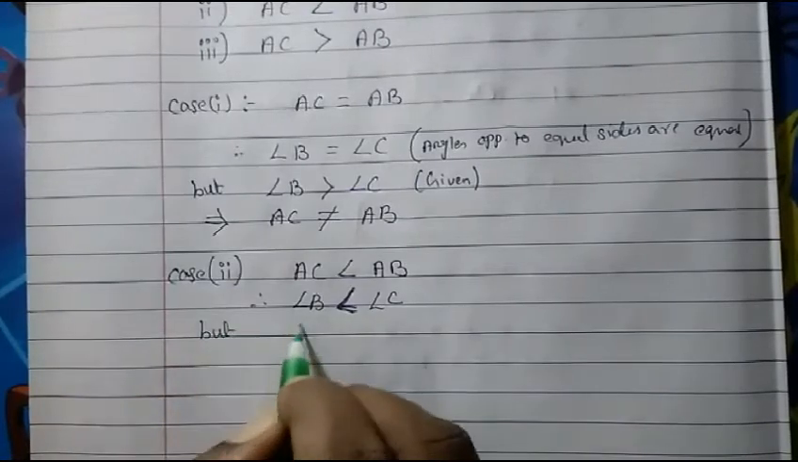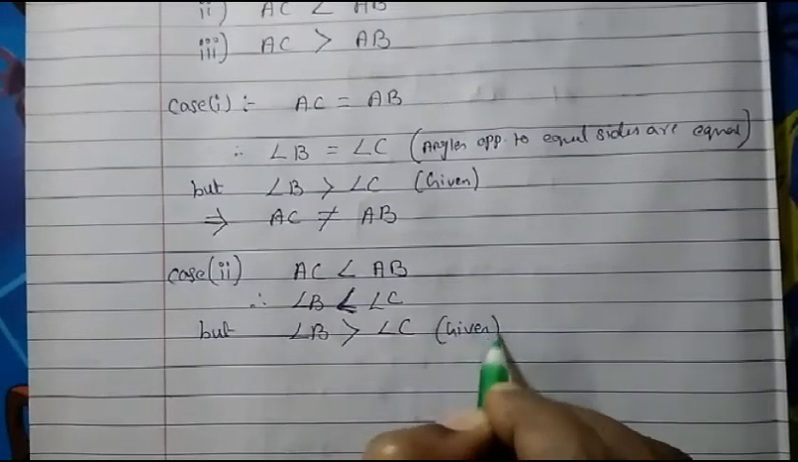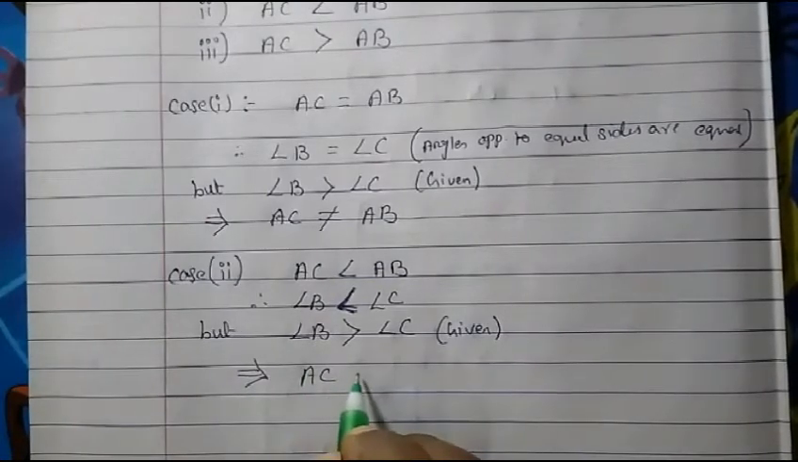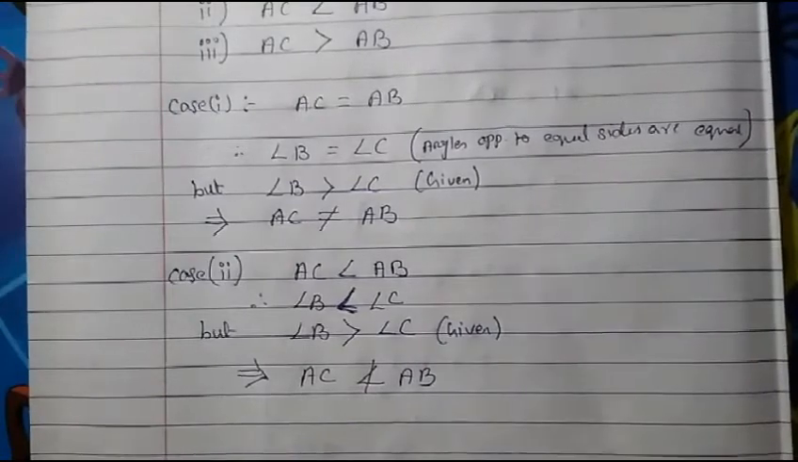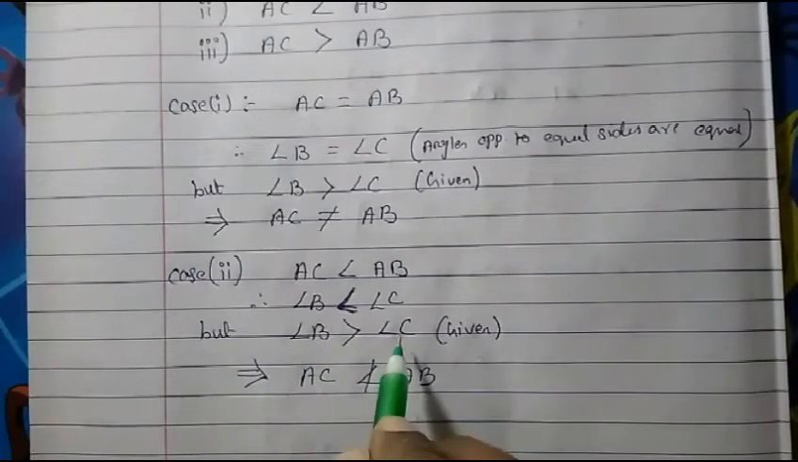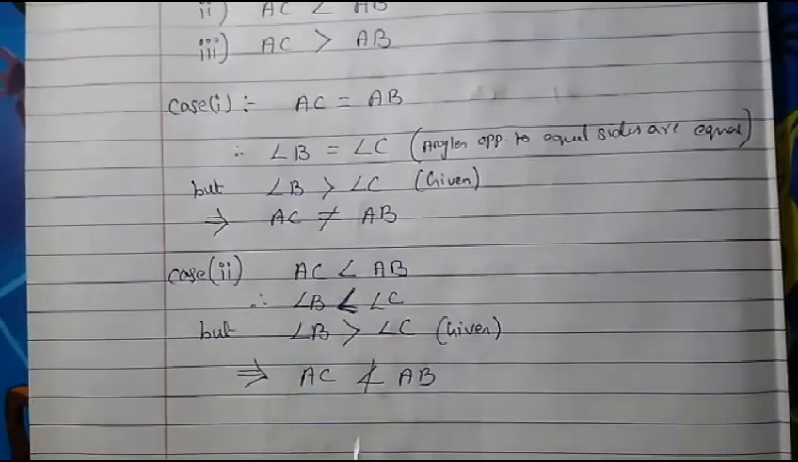But what is given to us? Angle B is greater than angle C. That is given to us. So this is a contradiction, and it implies that AC is not smaller than AB. What is given to us is that angle B is greater than angle C, so it cannot be that AC is smaller than AB. So this is also not true. Therefore let us go to case 3.